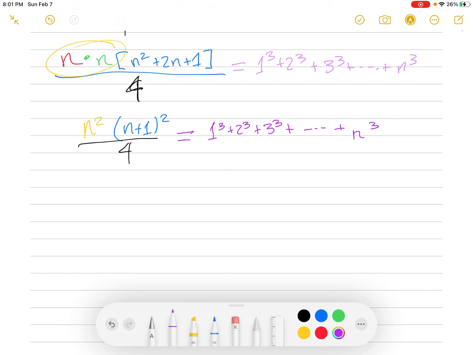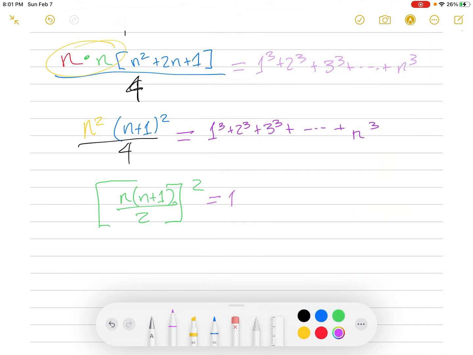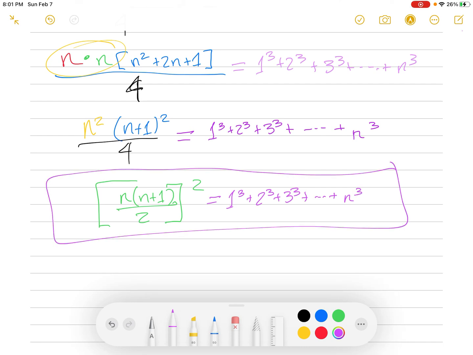In other words, I can write this side over here as something squared. I can write this as n times n plus 1 over 2, all of that squared. And that is precisely what we wanted: n times n plus 1 over 2 squared, which is the sum of cubes, 1 cubed plus 2 cubed plus 3 cubed, plus so on and so forth, plus n cubed. So that's a good formula to have. I've established this formula, so you don't have to establish it, and now you can use it whenever you want.